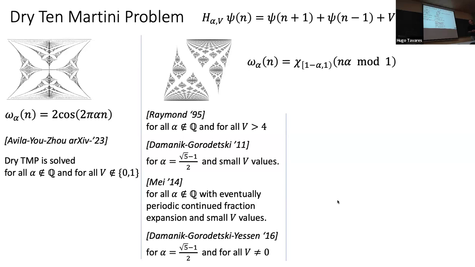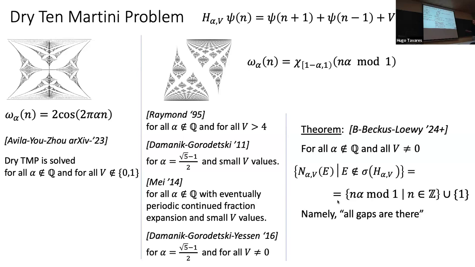And what I want to talk about next in a bit more detail is our theorem, with Siegfried Beckus and Rafael Tiedra de Aldecoa, where we solved it. So for every irrational alpha and for every V different than zero, we show that all the gaps are there. All the candidates appear. But for this operator, for the Sturmian Schrödinger, you cannot cover the case of V equals one.